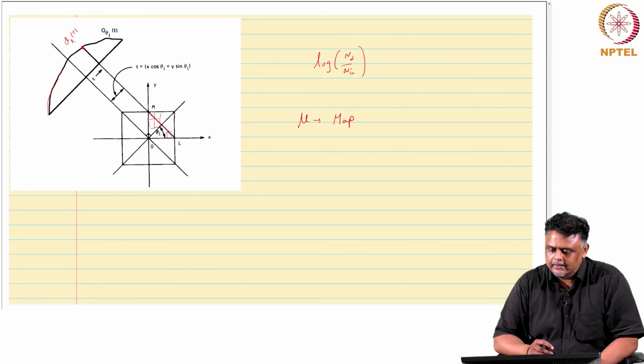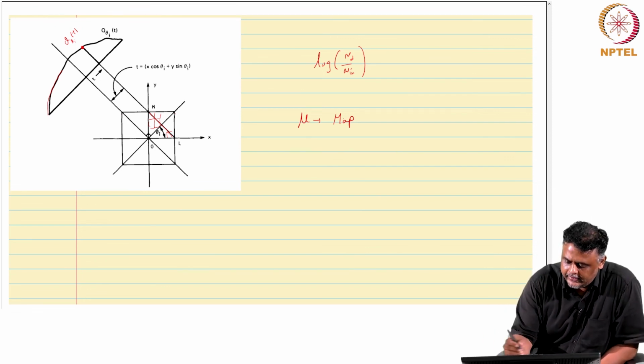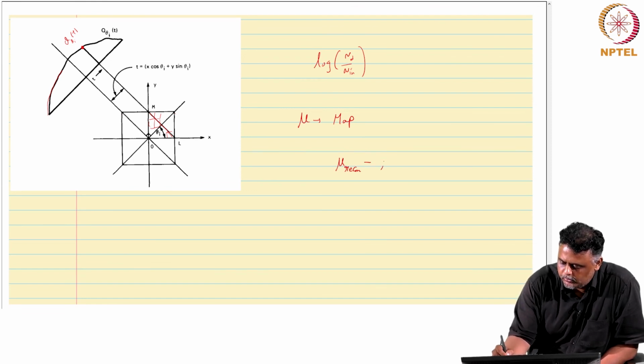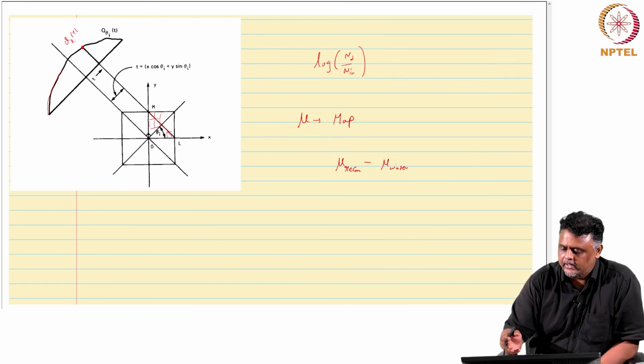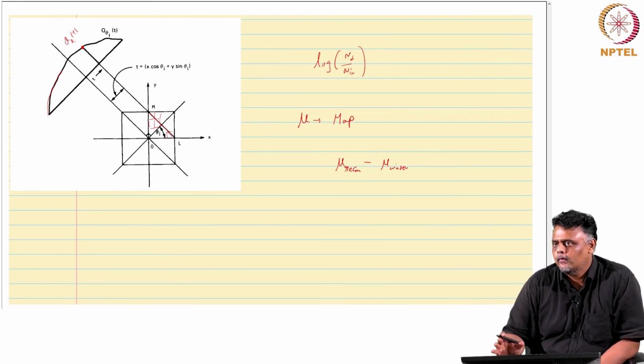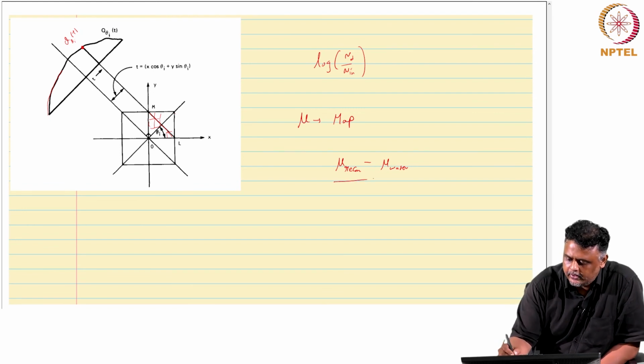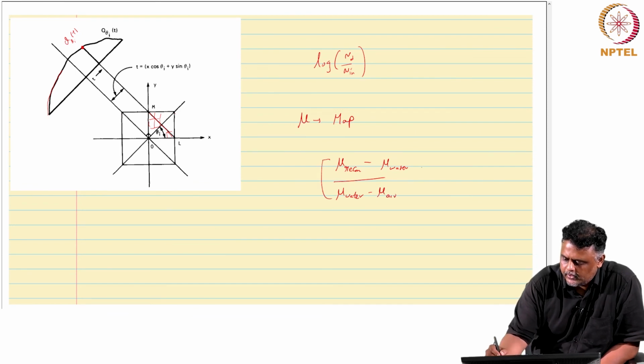So, to normalize it, to make it into CT, whatever you reconstruct, I call it mu recon, minus mu water, a number you would get for an average energy, because remember all mu's are functions of energy, divided by mu water, and this is typically 0, but you do that and multiply by 1000. This is what you call Hounsfield units.